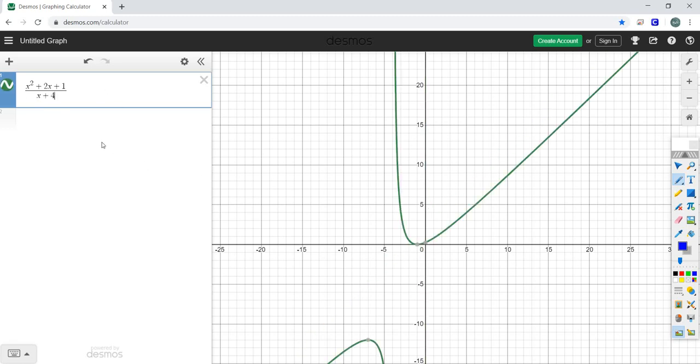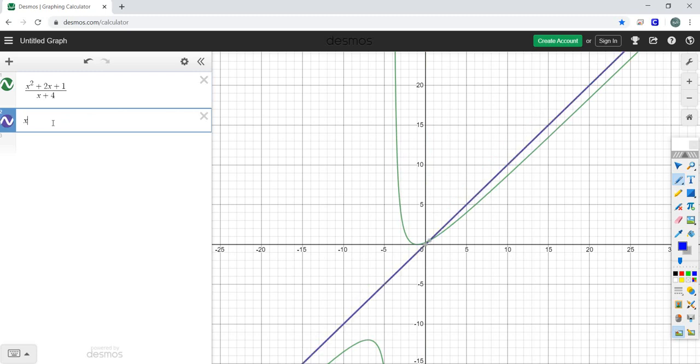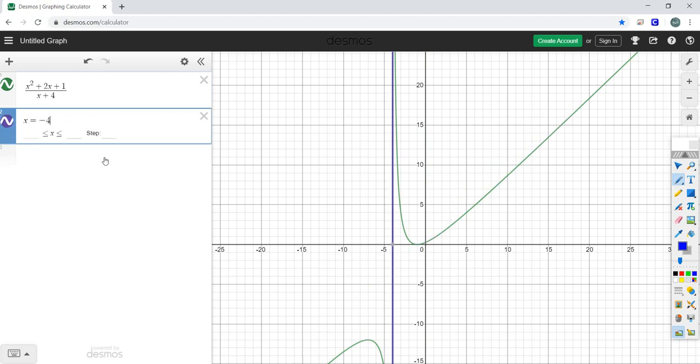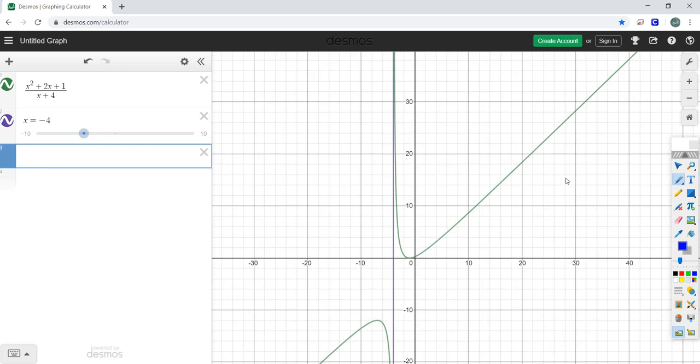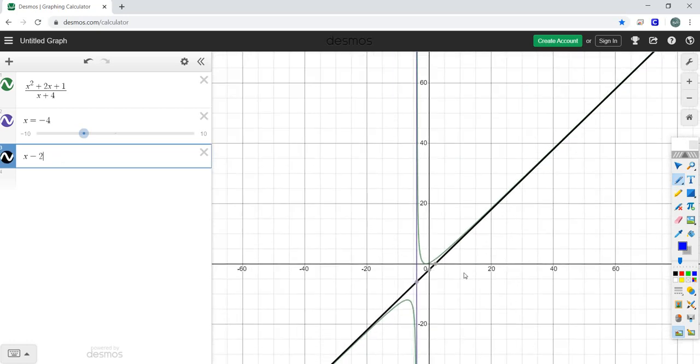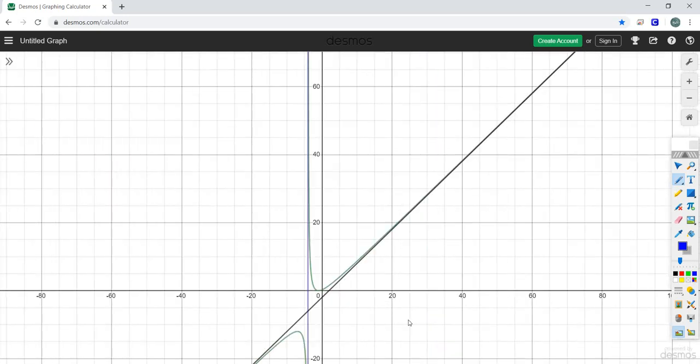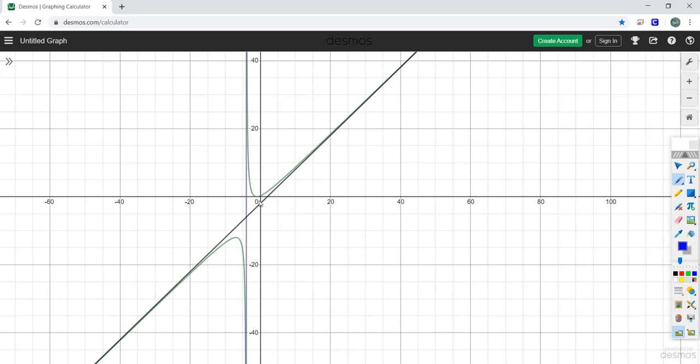Remember the vertical asymptote, right? Let's just talk about that. You know that, right? That's -4. We have 1 here. And if we are looking for the oblique asymptote, you see we have a line here, not horizontal, not vertical. We have a slanted one here. Remember what we get for it. That was y is equal to x minus 2. And there we go. We have the oblique asymptote right over here.